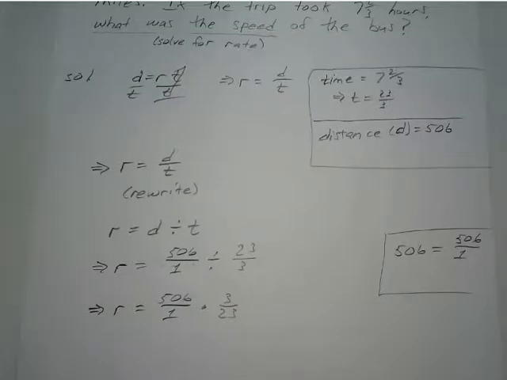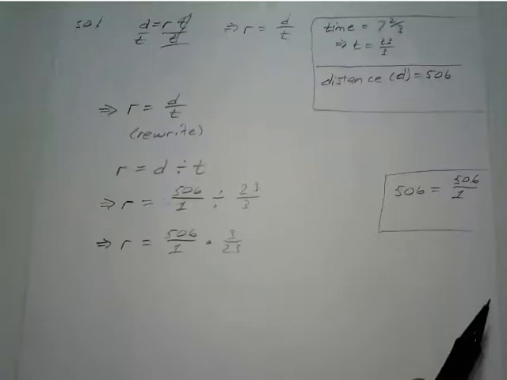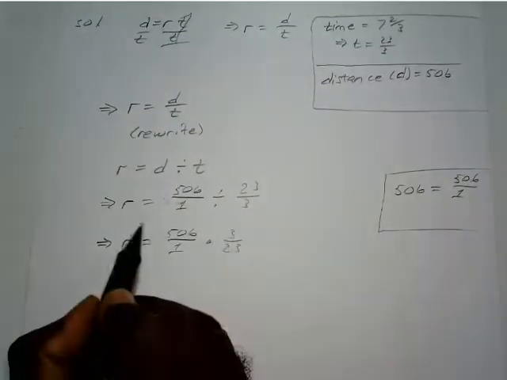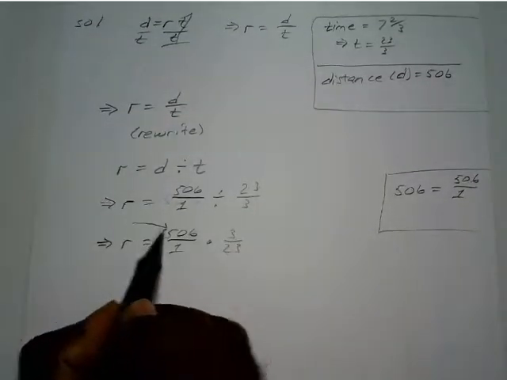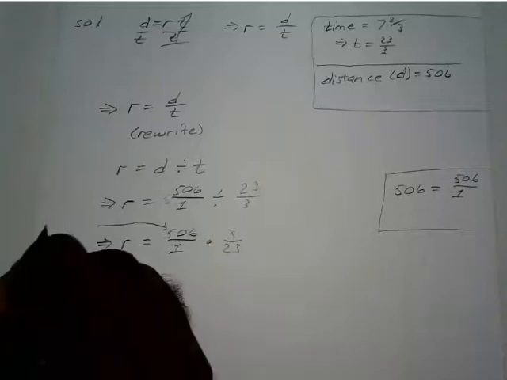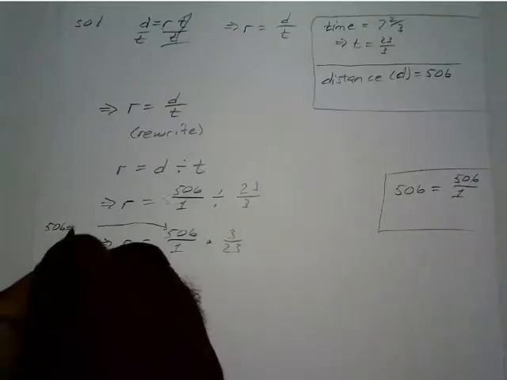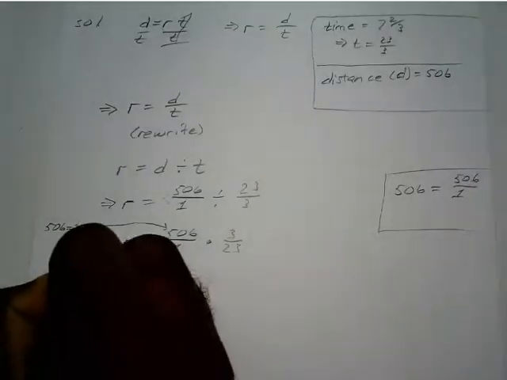Now, before you go any further, you can actually simplify this, because 506 is just 22 times 23. So 506 equals 22 times 23.